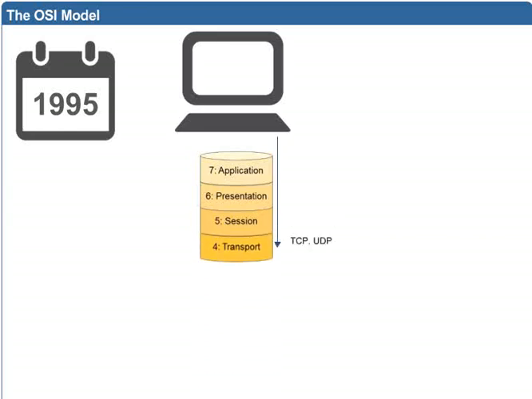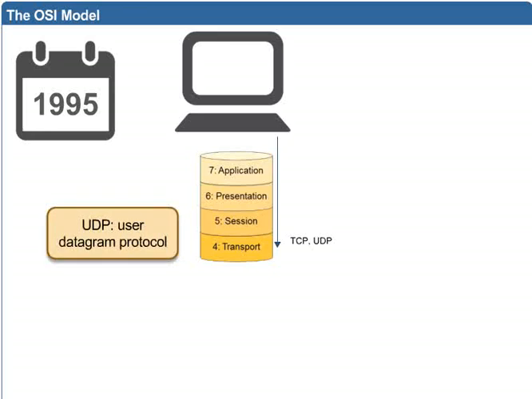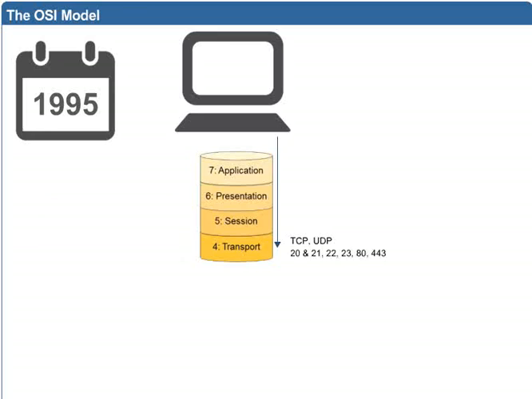Layer 4 is the transport layer, which is used to establish the TCP session we discussed previously. TCP requires a connection between two systems, whereas UDP, which stands for User Datagram Protocol, doesn't require a session and is used for more simple message transmissions. Both TCP and UDP use port numbers to establish host-to-host connections. Well-known ports include ports 20 and 21 for FTP, 22 for Secure Shell or SSH, 23 for Telnet, 80 for HTTP, and 443 for HTTPS.